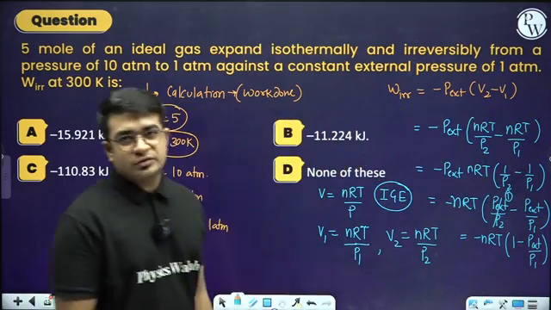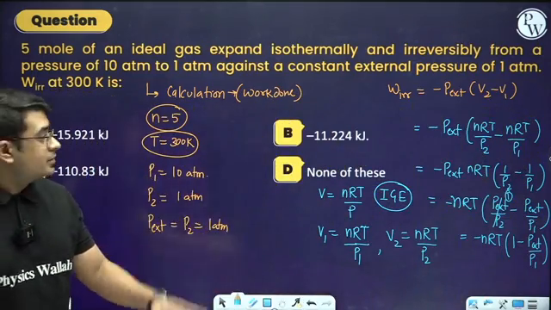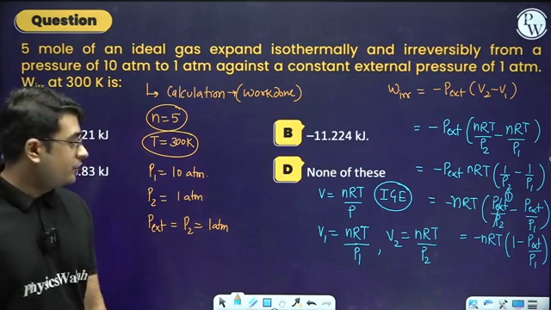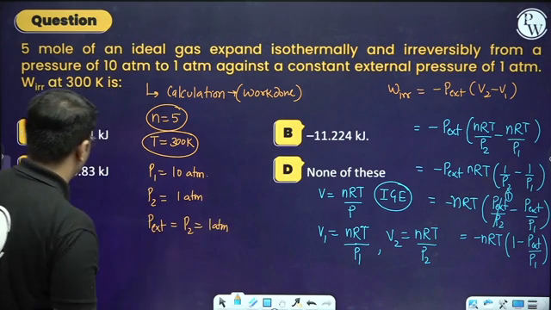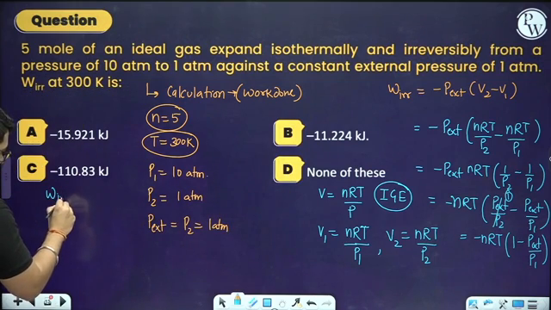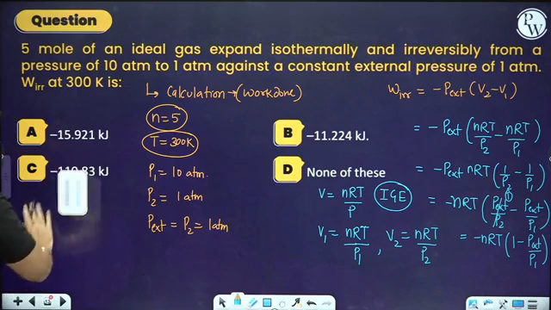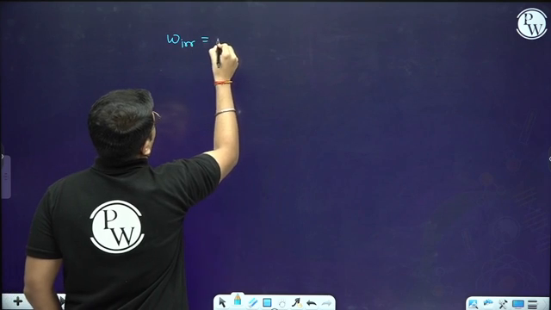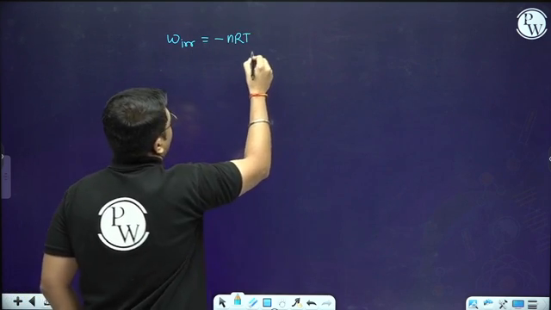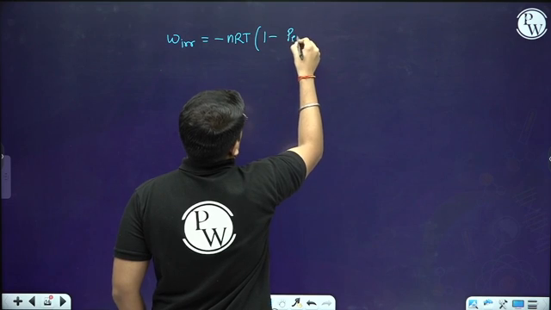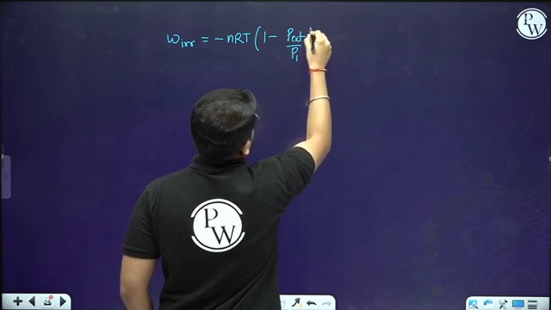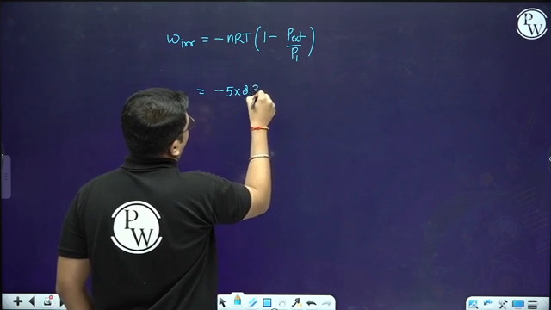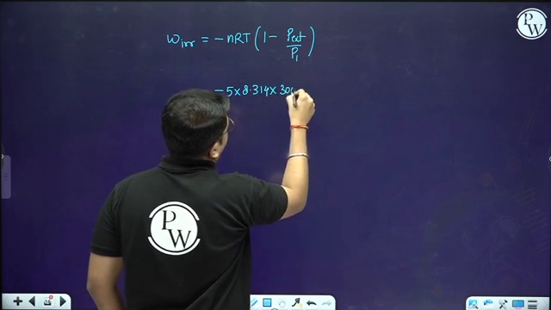So what you have to do, you just have to put the values and calculate the final answer. Answer is in kilojoules, so you need to make sure that R value is 8.314. Now let's try to solve it. So basically W irreversible in that case. So let's take another page. So W irreversible will be minus of nRT, then we have (1 minus P external upon P1). That's the part. So I can say minus of 5 multiplied by 8.314 multiplied by 300.